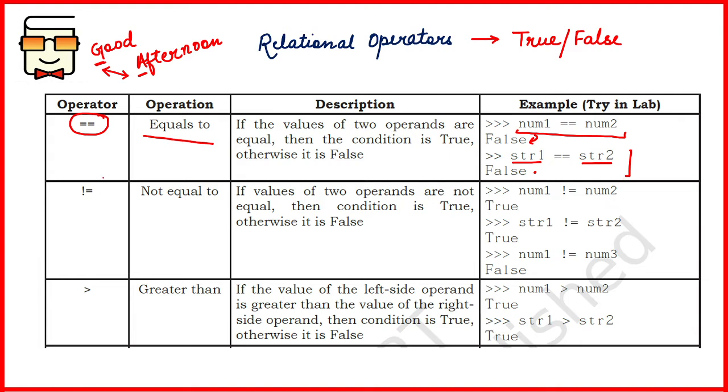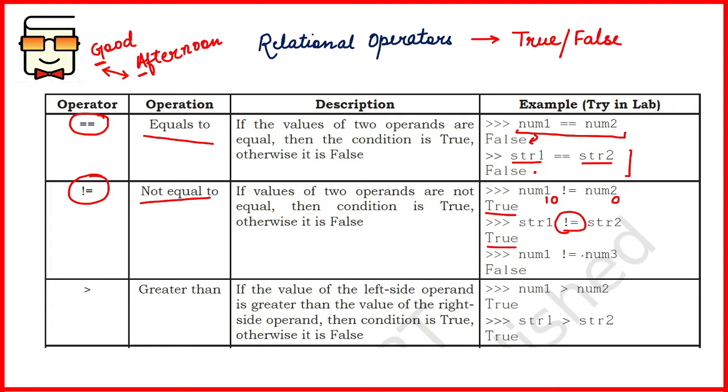Now coming to the second relational operator, which is not equal to. It tells you the result whether the two operands are not equal to each other. We know that num1 has value 10, num2 has value 0. So both these values are not equal to each other. Therefore this comparison holds true, and that is why the result is true. In case of str1 and str2, since both these strings hold different values, str1 is not equal to str2, and that is why the result is again true.